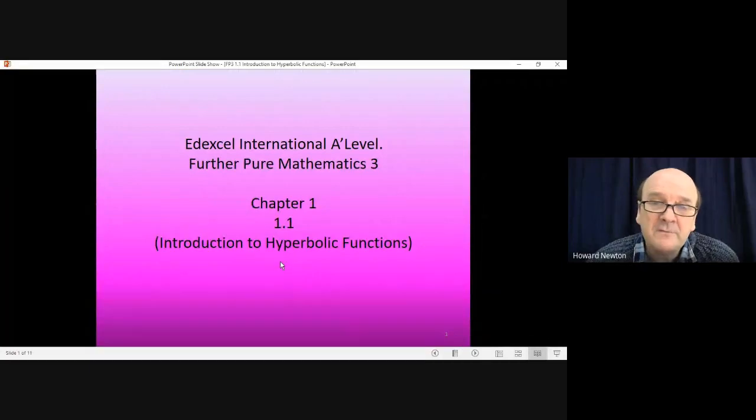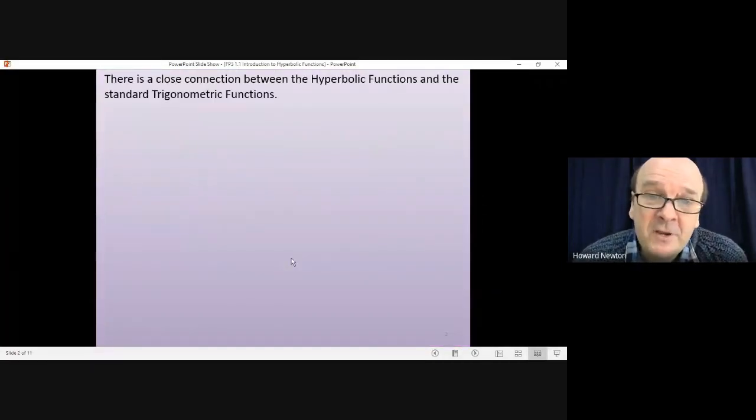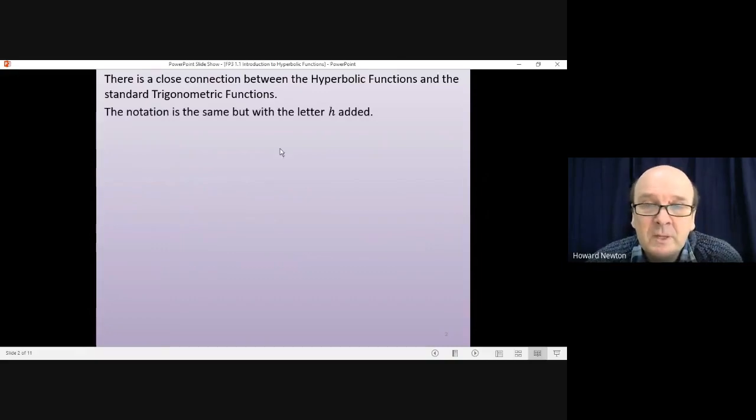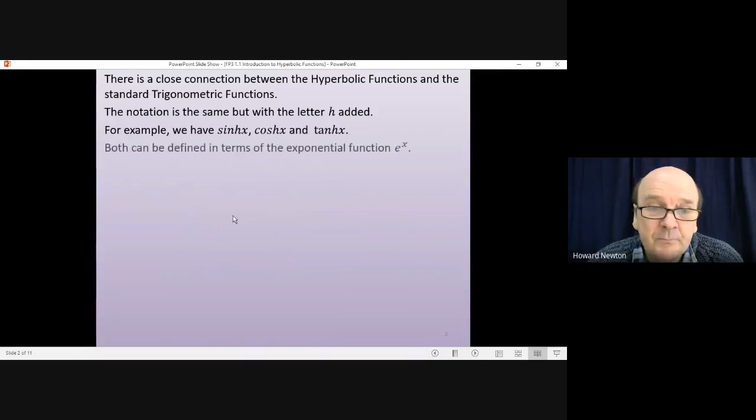What are hyperbolic functions? Well, there is a very close connection between the hyperbolic functions and the standard trigonometric functions. For that reason, the same notation is used for them, except we add the letter H for hyperbolic. So, for example, we have these three functions, and the most common way of pronouncing them is sinh x, cosh x, and tanh x. Both the hyperbolic functions and the trigonometric functions can be defined in terms of the exponential function e to the x.